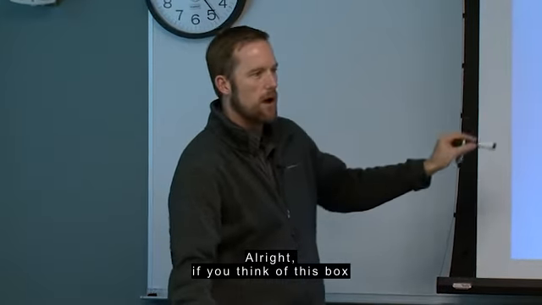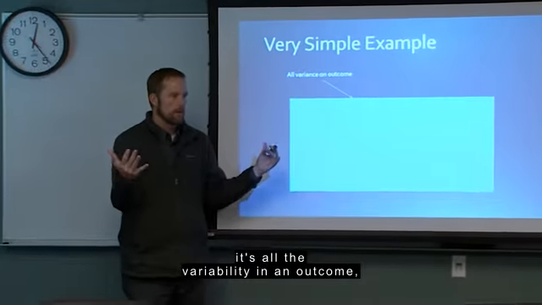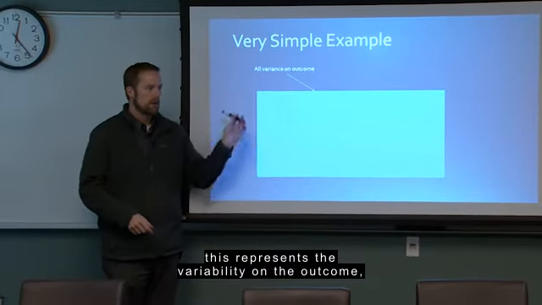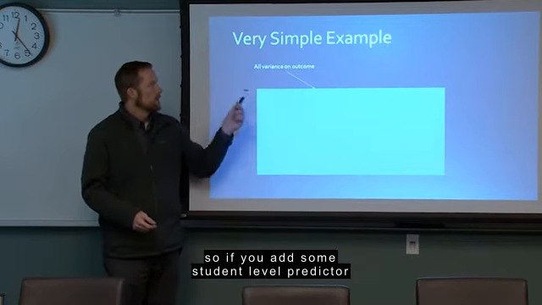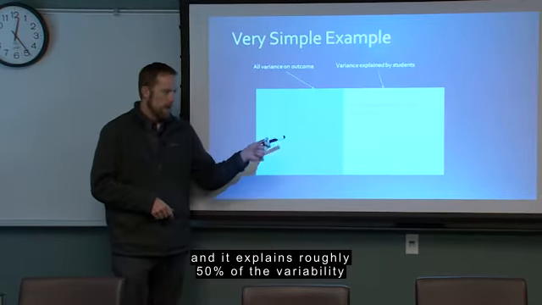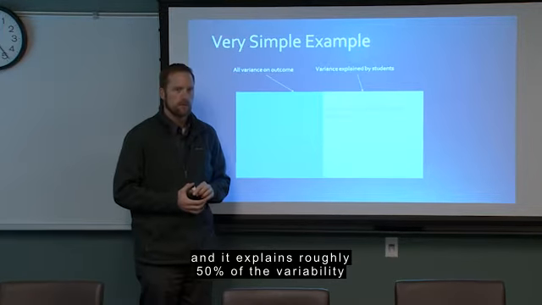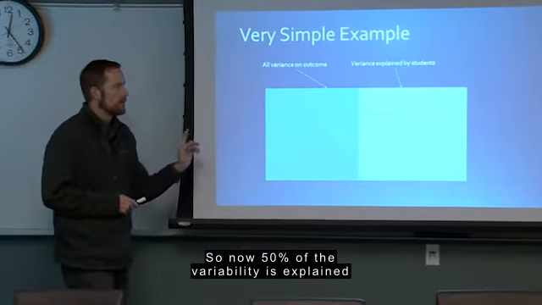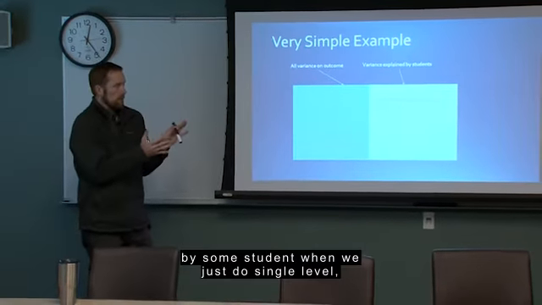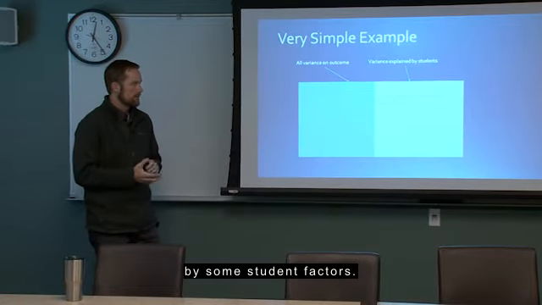If you think of this box as an outcome, it's all the variance, all the variability in the outcome. So we give our classes an IQ test, and this represents the variability on the outcome, right? If you add some student-level predictor, it explains roughly 50% of the variability, right? So now 50% of the variability is explained by some student factors when we just do a single level.